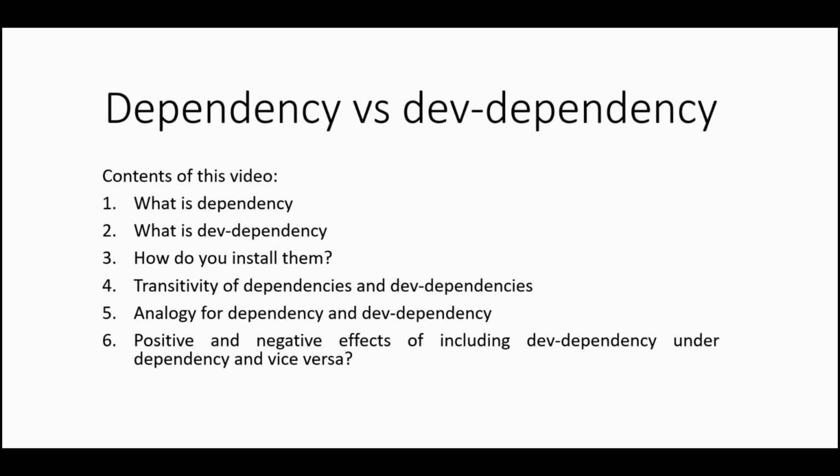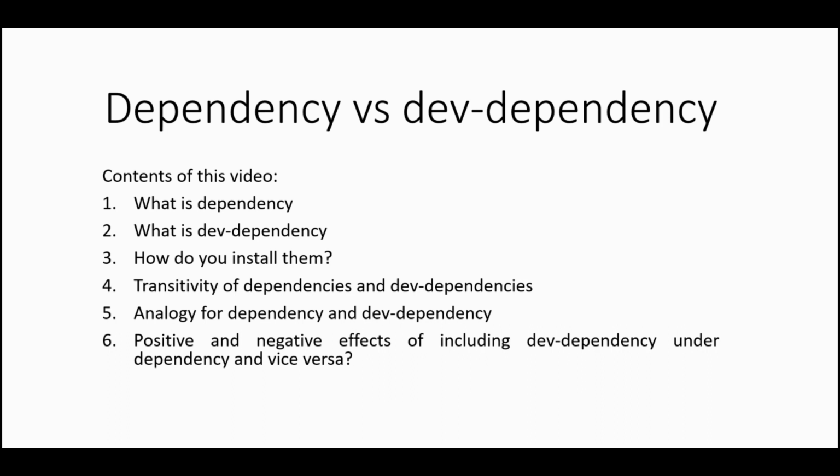However, if we are installing them as dev dependencies, then there is no property of transitivity. It will just install the direct package name we refer to during installation. That means we will have to manually install all the other dependencies for that dev dependency.